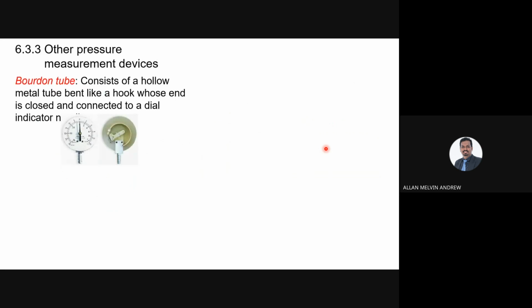Other pressure measurement devices. So we have a Bourdon tube. The Bourdon tube is something that we can see daily in our house, maybe on a water filter. Normally we can see this kind of meter. This meter we call a Bourdon tube.